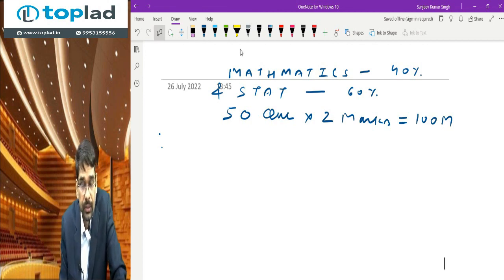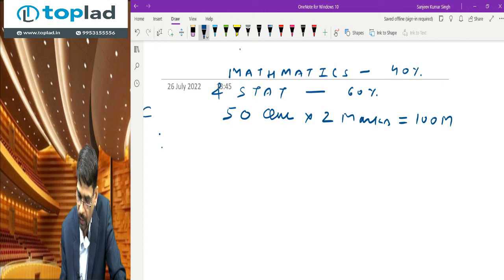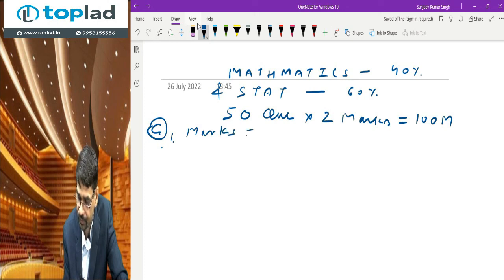Now let's talk about the C category. Under the C category, friends, it means your marks and your effort.